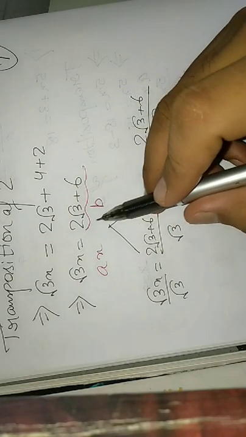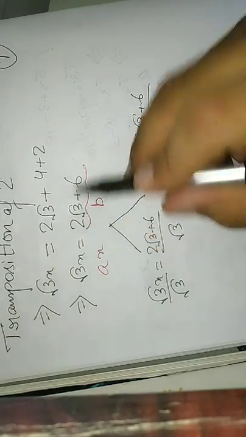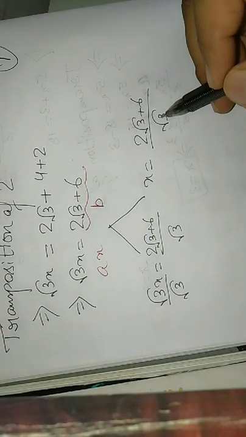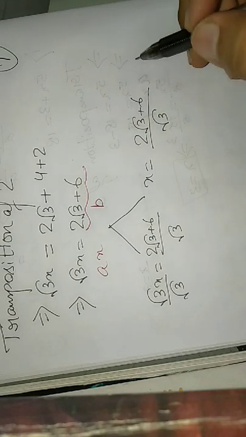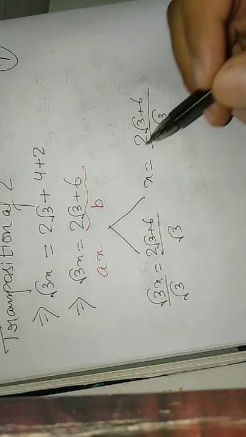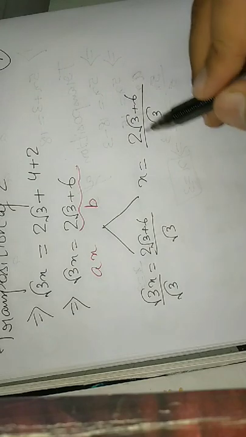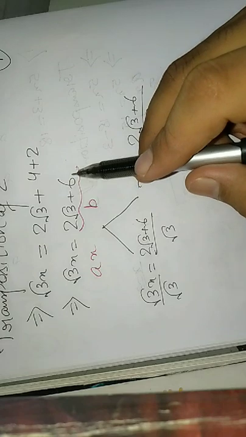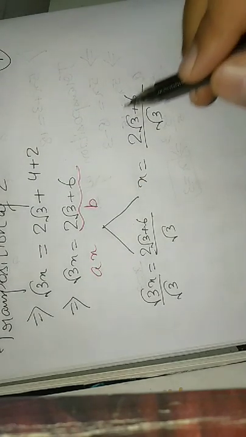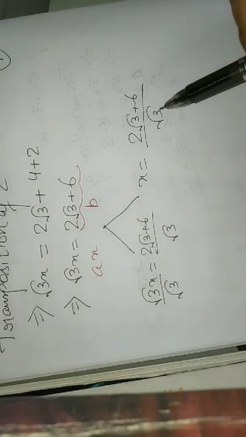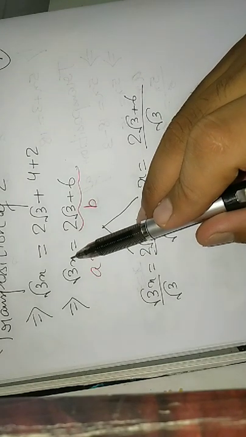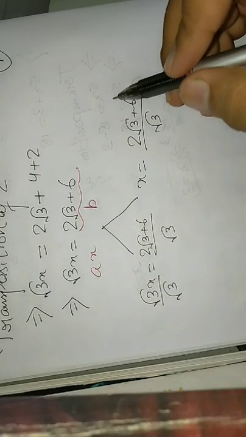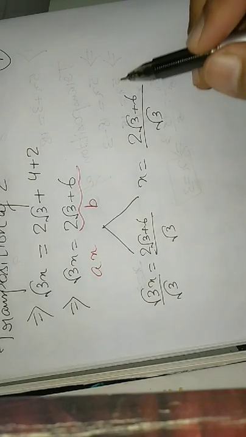Okay, we isolated root 3x. Root 3 was in multiplication with x, went on that side, and came in division, as a divisor in the denominator. Whenever it comes as a divisor, it will be in the denominator. Whenever it comes over there as a multiplier, it will be in the numerator. If here it is multiplied, here it will be in division. If it would have been x by root 3, then this root 3 would have been multiplied with 2 root 3 plus 6 whole.